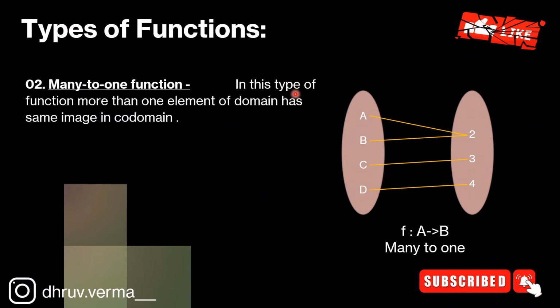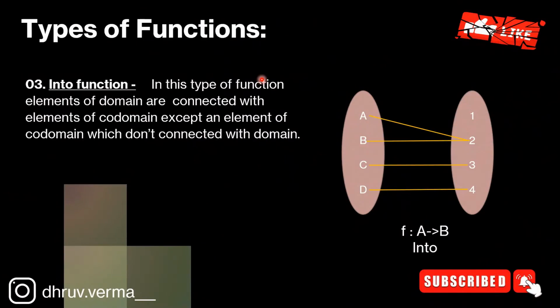Now I am going to talk about the second type of function, which is the many-to-one function. In this type of function, more than one element of the domain has the same image in the codomain. Here two elements of the domain have the same image in the codomain. So this kind of function is called a many-to-one function.